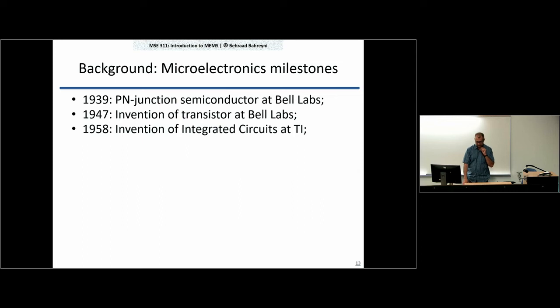And then again, once people had one junction, they figured out how to use two of them to make a transistor, and then once they made a transistor, they tried to figure out how to put multiple transistors on the same chip and fabricate multiple of them at the same time. This was done again within a decade.